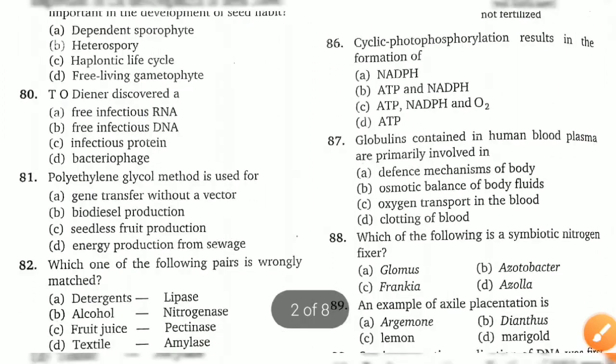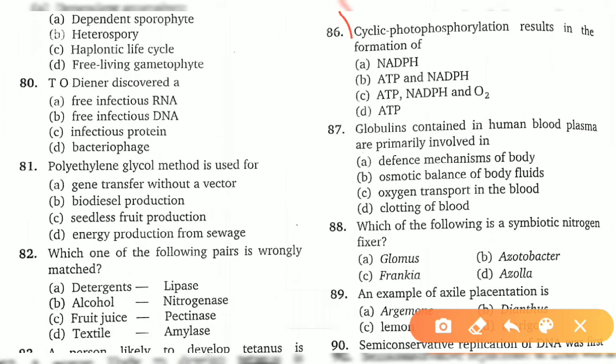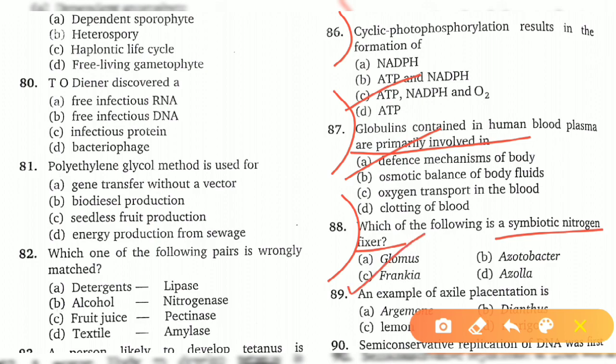Now 86th question. Cyclic photophosphorylation results in the formation of NADPH, ATP plus NADPH, ATP, NADPH plus O2 and ATP. The answer is ATP. Now 87th question. Globulins contained in human blood plasma are primarily involved in, options are defense mechanism of body, osmotic balance of body fluids, oxygen transport in the blood, clotting of blood. The answer is defense mechanism of the body. Now 88th question. Which of the following is a symbiotic nitrogen fixer? Options are glomus, azotobacter, frankia and azolla. The answer is frankia.